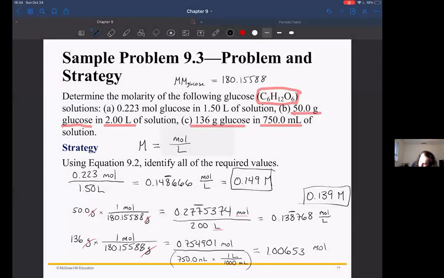and then, moles don't cancel. Milliliters will cancel with milliliters, and so I'm left with liters on the bottom. And then, paying attention to my sig figs, this is 1.01 molar. Okay, so that's how we would calculate the concentration of these solutions in molarity, starting either with moles of solute, that's easy, or if you're given grams of solute, you have to convert to moles using the molar mass.